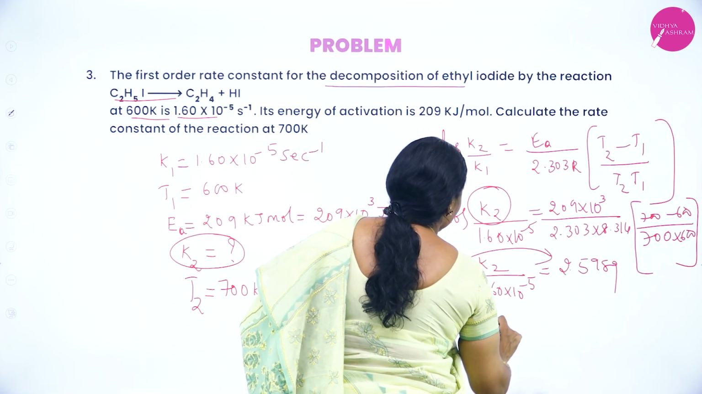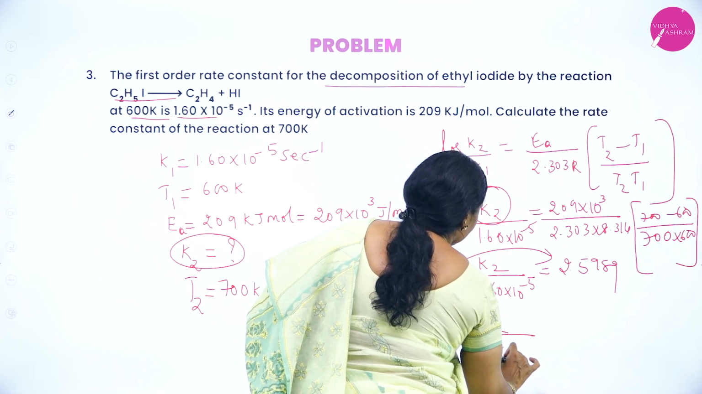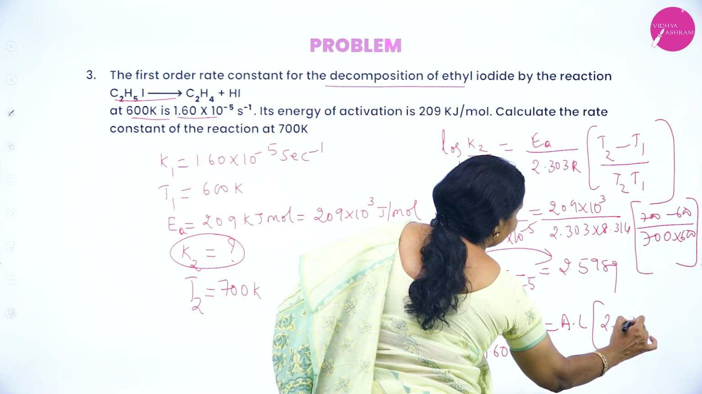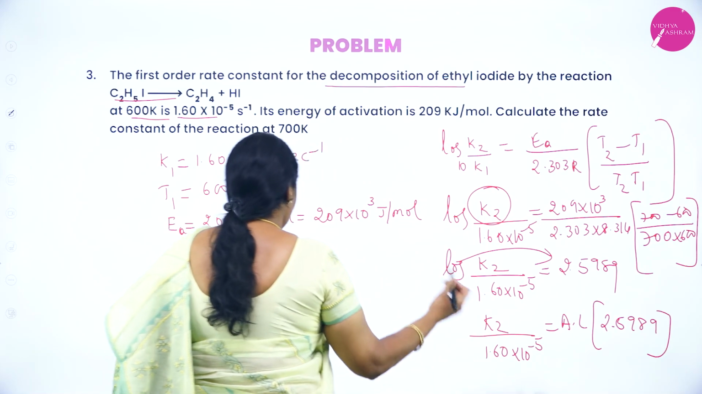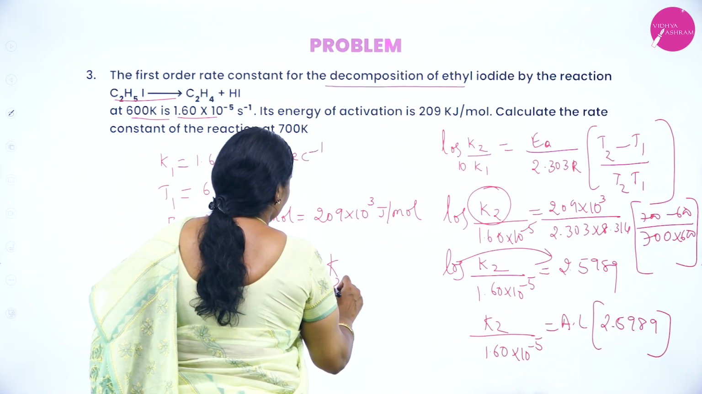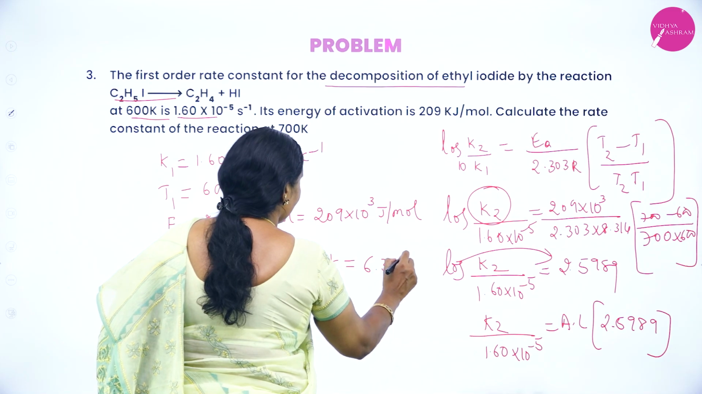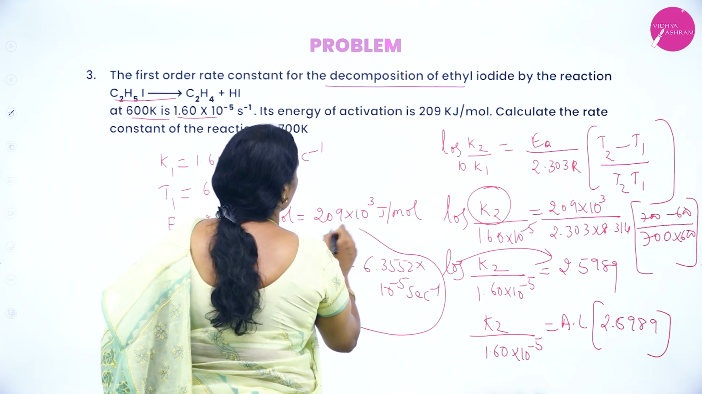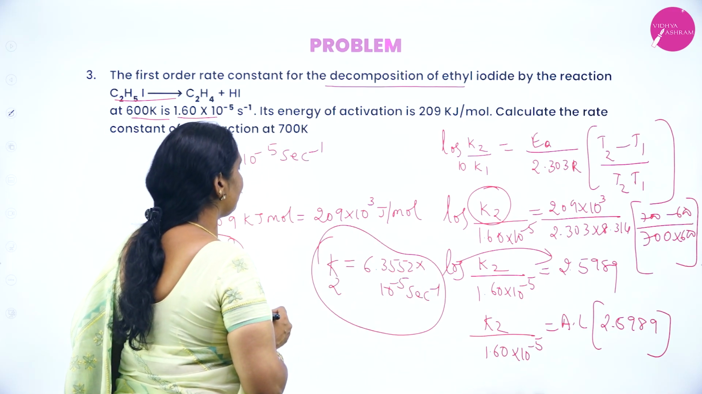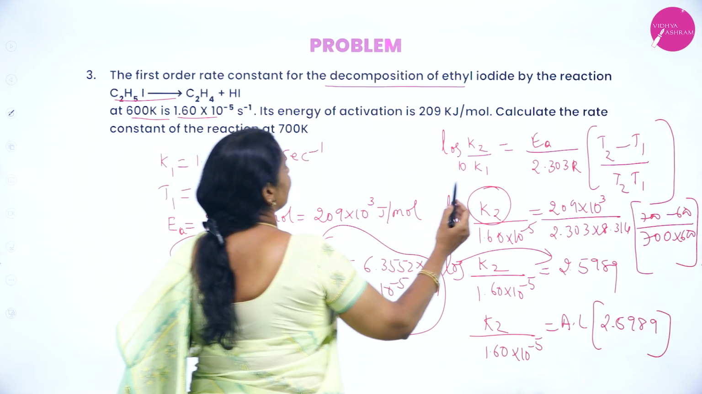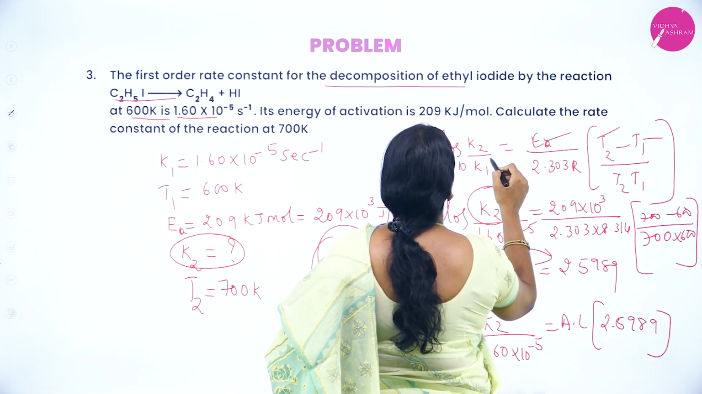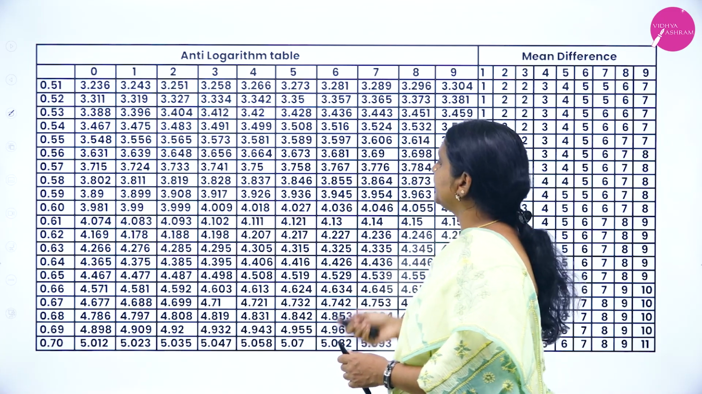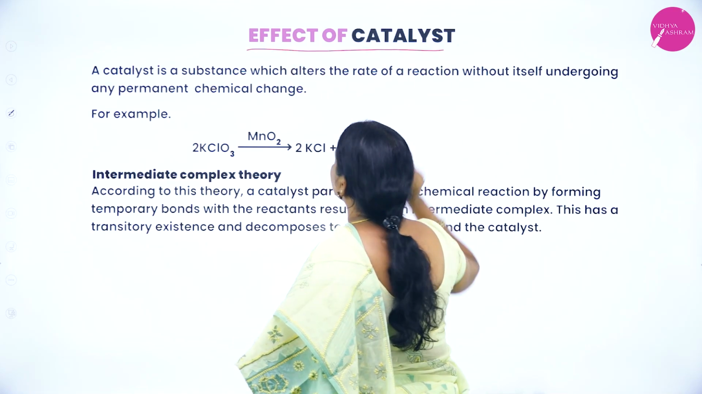2.5989. When log goes to RHS, it will become anti-log. Therefore, anti-log of 2.5989. After simplifying all these things, you will get K2 value as 6.3552 into 10 to the power of minus 5 second. What's the K2 value? 6.3552 into 10 to the power of minus 5. Here, by using Ea, T2, T1 as well as by using K1, I calculated the value of K2, using the anti-logarithm table.